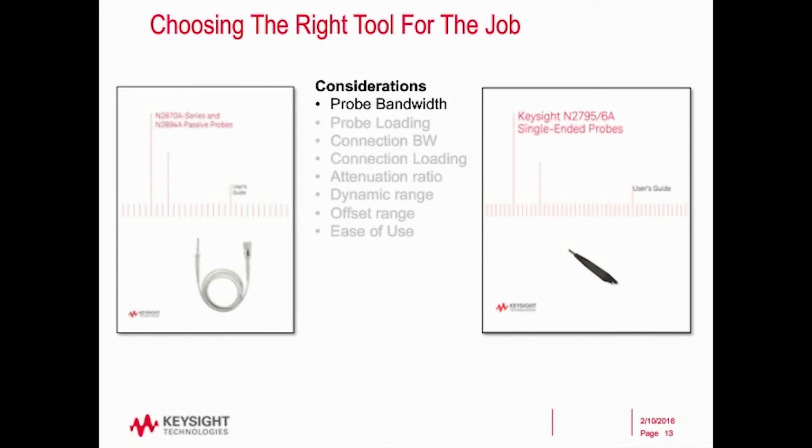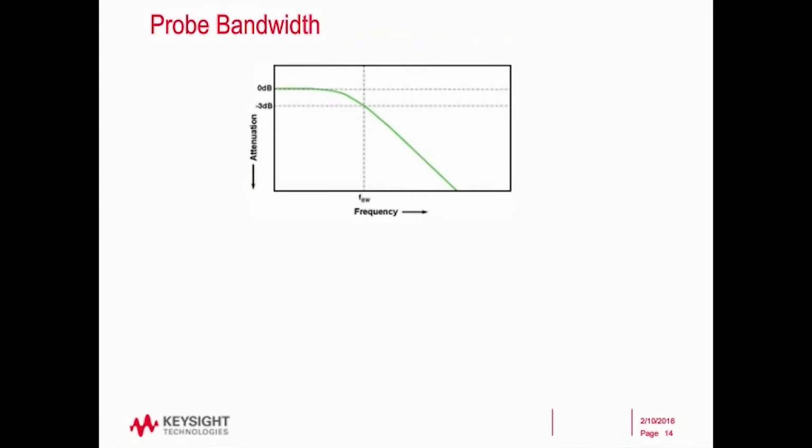So, when we talk about probe bandwidth, what we're talking about is the 3 dB point. Pretty universally accepted definition of the 3 dB point. In the context of probes, what we're saying is the 3 dB point, where we specify the bandwidth, is the frequency at which the output of the probe is diminished by 3 dB relative to its nominal response. Okay, kind of a windy answer. What does that really mean?